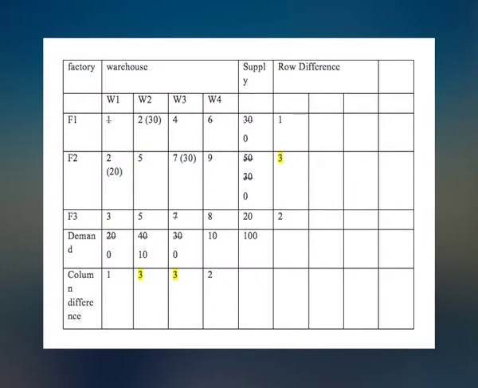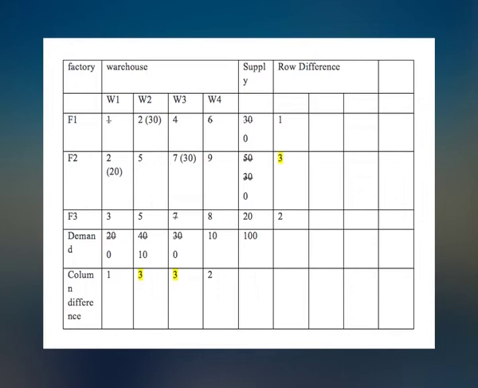Here, we will find the row difference by finding the difference between the least and next least value. For example, in row 1, the least value is 1 and the next least value is 2. So, the difference is 1. In the second row, the least value is 2 and the next least value is 5. So, the difference is 3. And in the third row, the least value is 3 and the next least value is 5. So, the difference is 2.